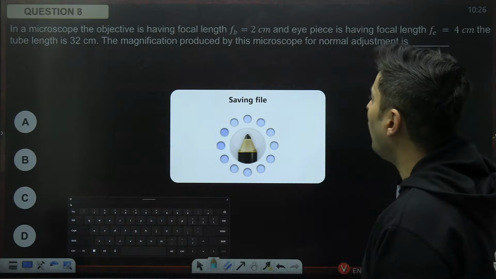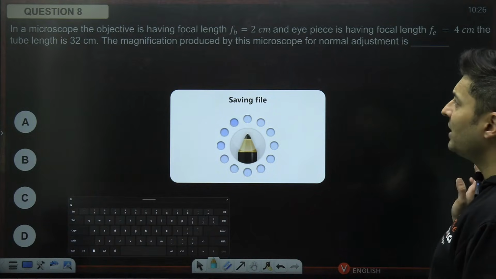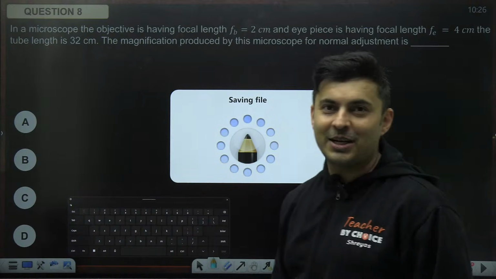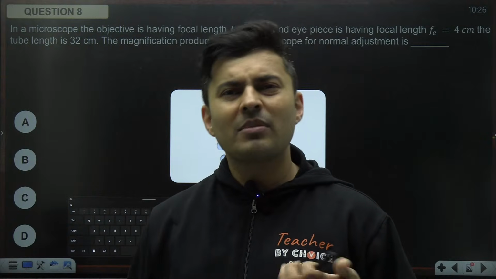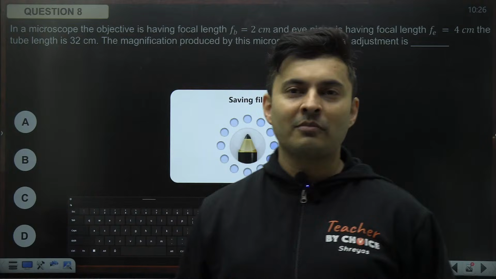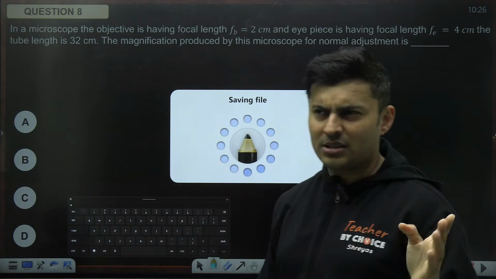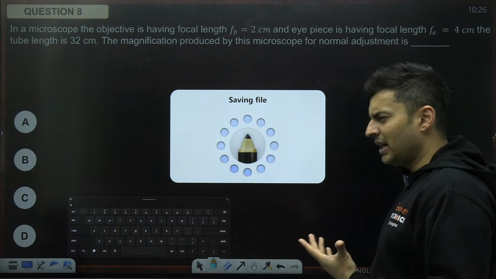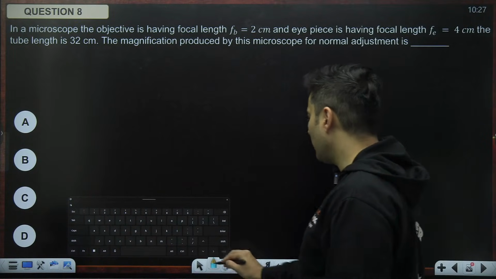In a microscope, the objective has some focal length, the eyepiece has some focal length, the tube length is given, and we need the magnification produced by the microscope for normal adjustment. Last year, not even a single question came on optical instruments. People left it, but I told you, please don't leave it. This time I feel it might come. And this is exactly what happened. In fact, there were two microscope questions in one of the shifts and another shift also. And there were questions on telescope also. So yes, it has come a couple of times.